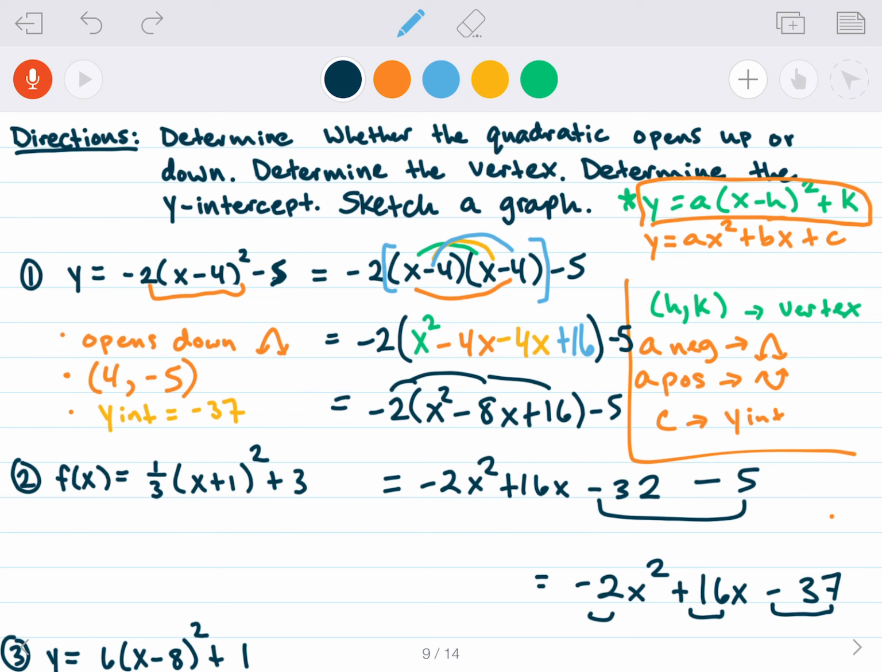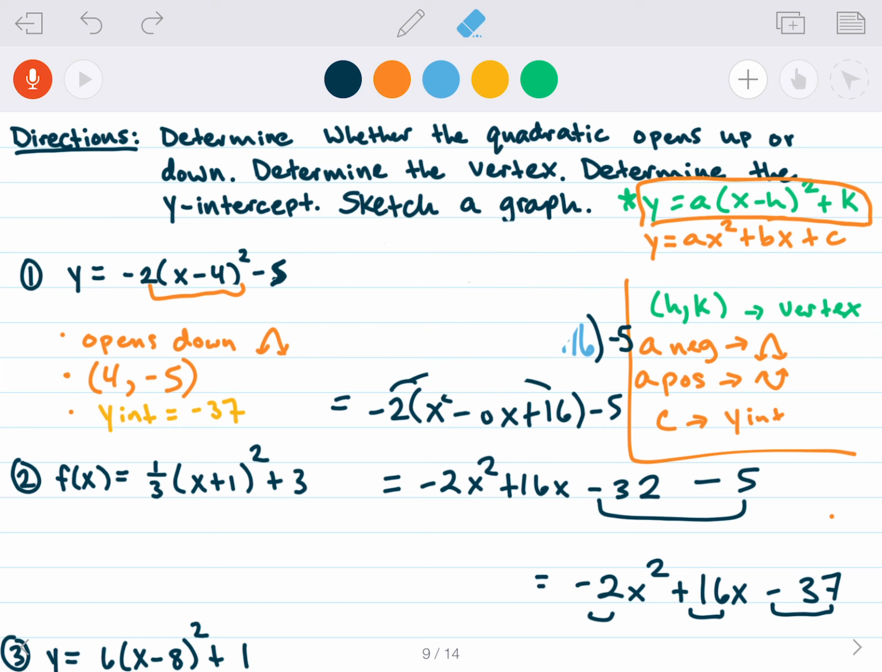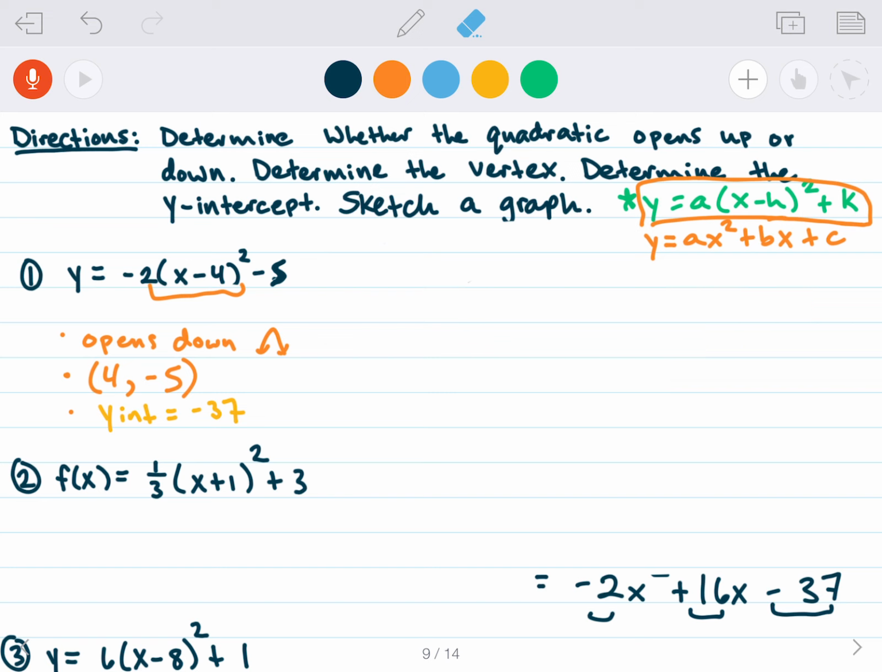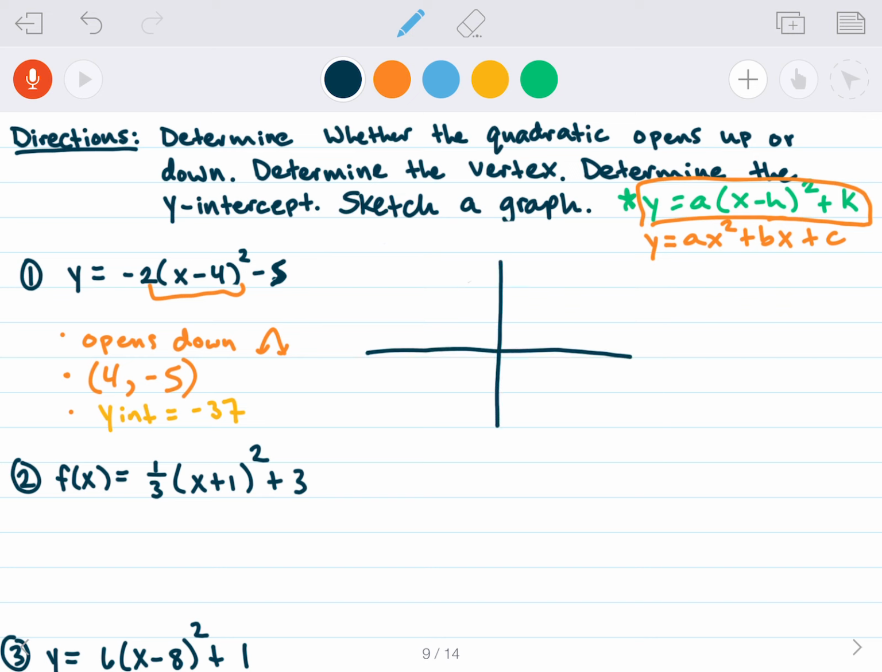But that was a lot of work, so I'm not going to do that for the rest. I just wanted to show you that we can get the y-intercept from standard form. Okay, so let's look at, oh wait, it says sketch the graph. Whenever I do sketches of graphs, they're really rough. They're not the best, but they'll do.